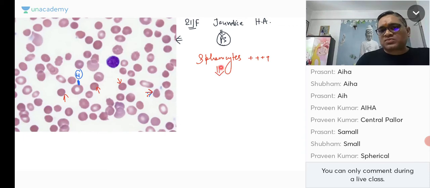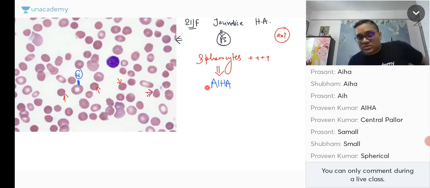So what is your diagnosis? Question was, what is your diagnosis? When you are seeing spherocytes, autoimmune hemolytic anemia. I understood. So that is how the question will be asked. So that time you should not think that it is a hereditary spherocytosis because I'm seeing so many spherocytes. So that time you should not think like that.